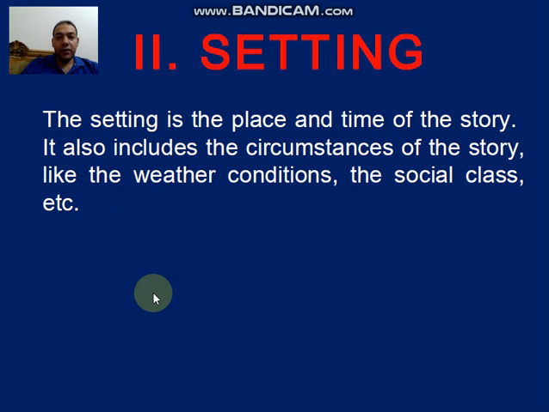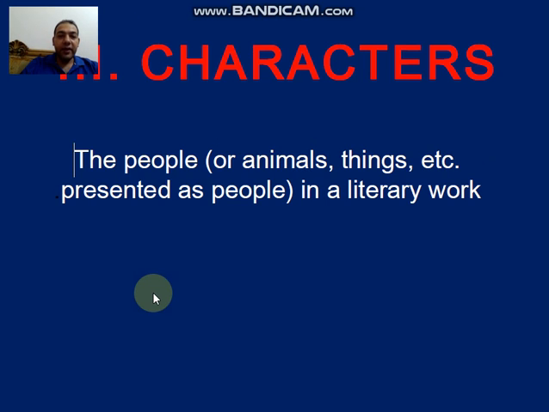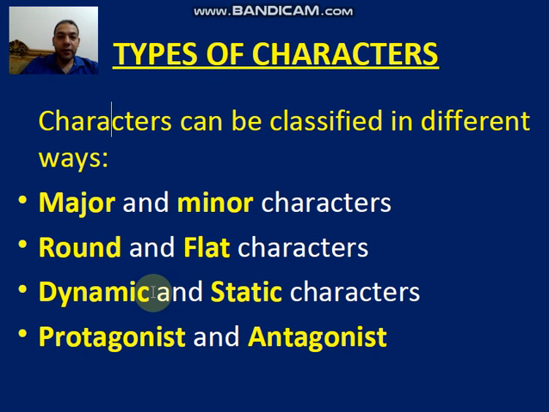The setting is where and when the story took place, which means that we're talking about place and time. Then we have the characters, could be people or animals in a story. We have types of characters. As you see here, we have major and minor, round and flat characters, dynamic and static, protagonist and antagonist.